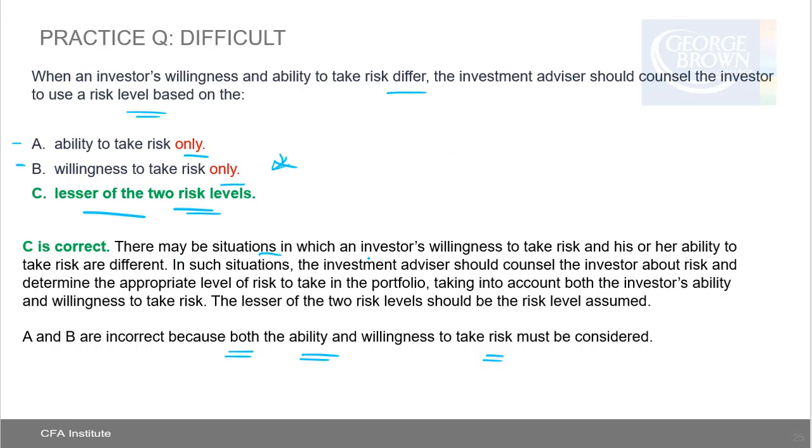There may be situations in which an investor's willingness to take risk and his or her ability to take risk are different. In such situations, the investment advisor should counsel the investor about risk and determine the appropriate level of risk to take in the portfolio, taking into account both the investor's ability and willingness. And this is the key point here: the lesser of the two risk levels should be the risk assumed. Again, with a bit of education, that level may change based on input from the investor, but the lesser of the two risk levels should be used as the risk level assumed.